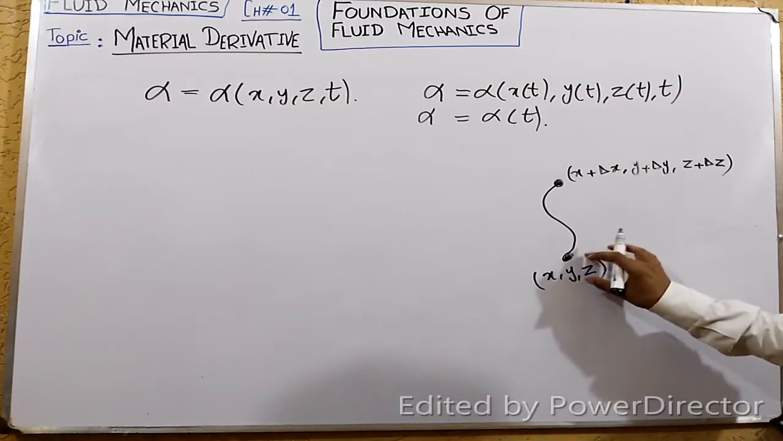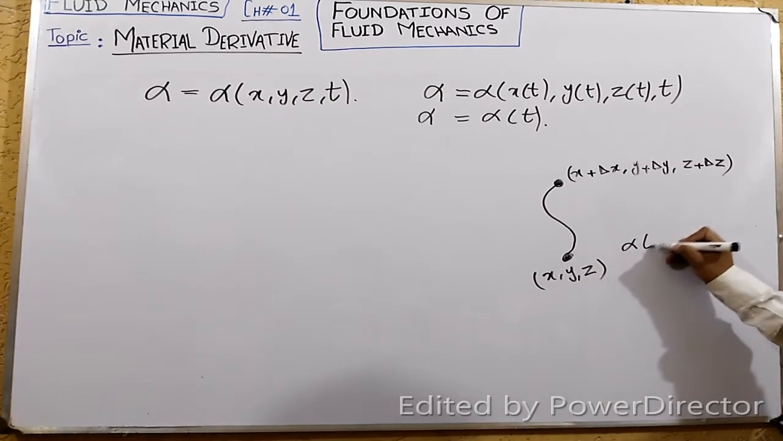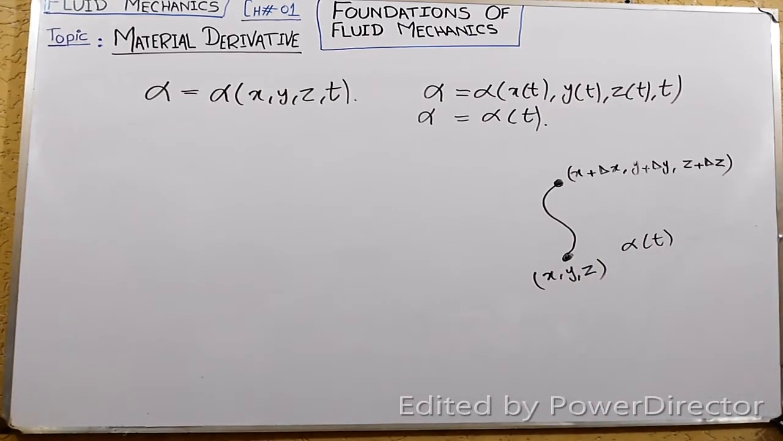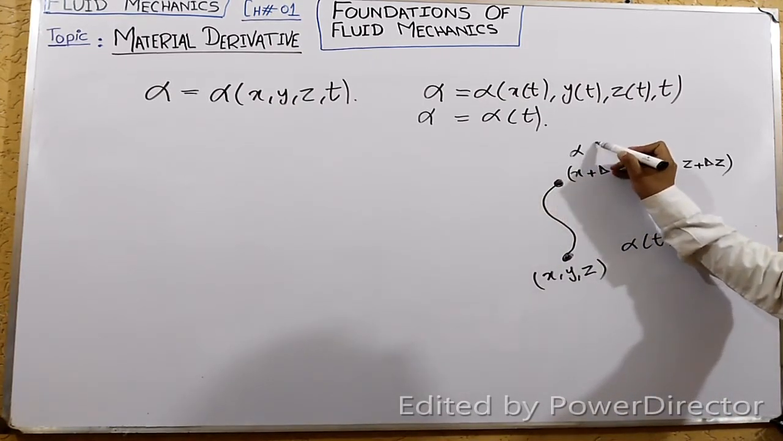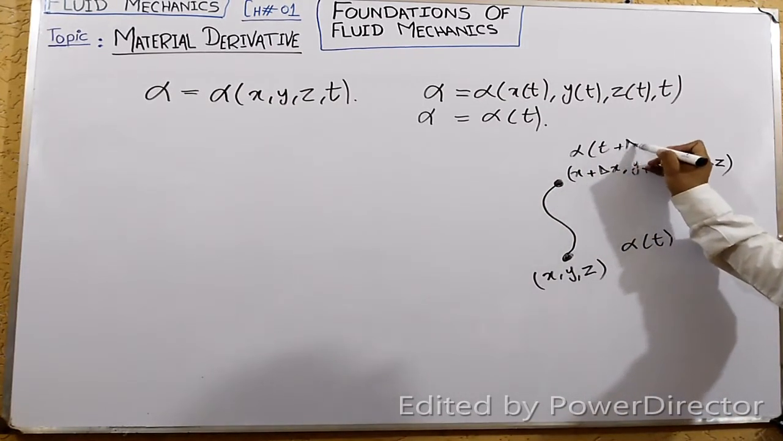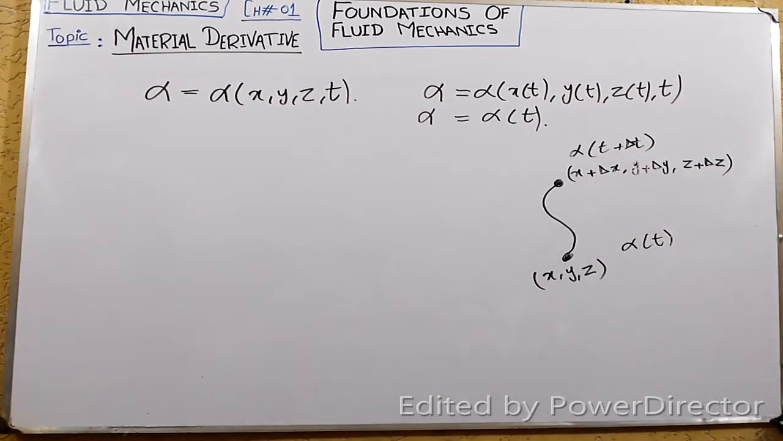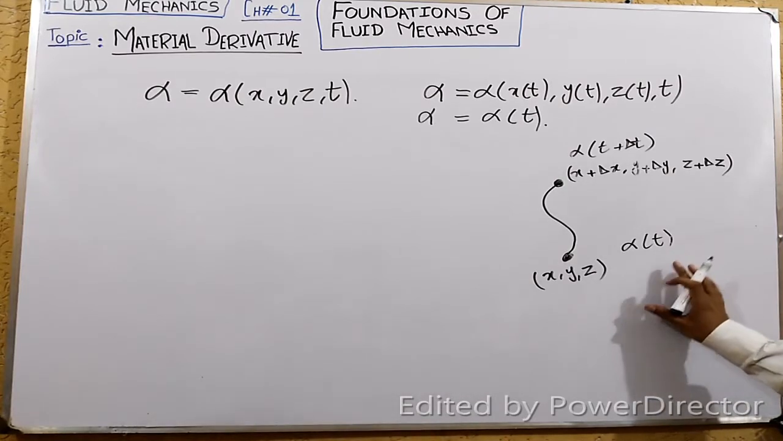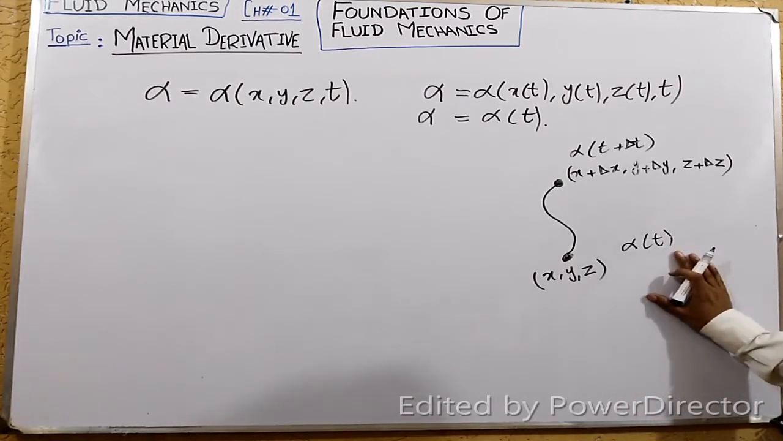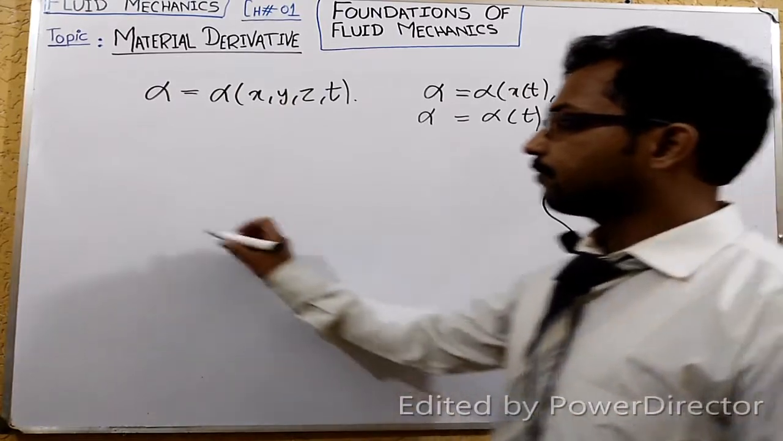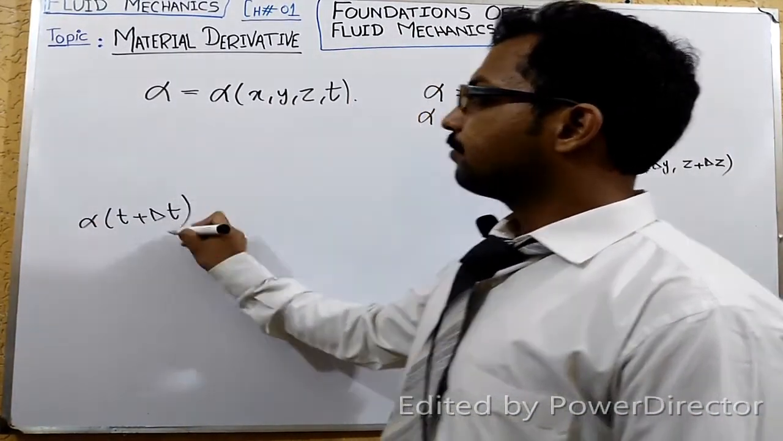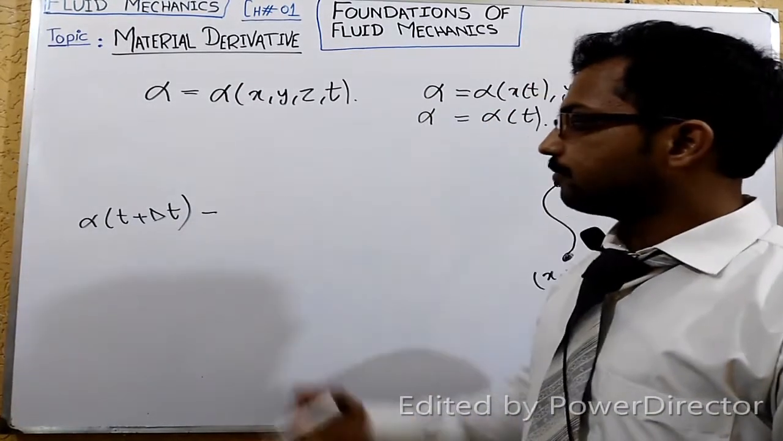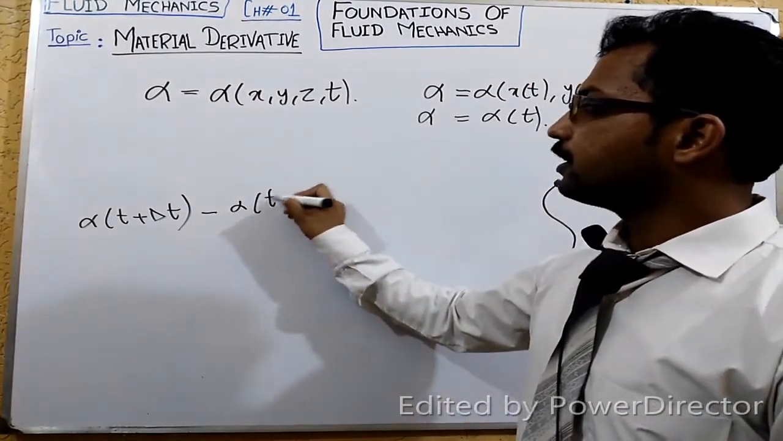The value of alpha at this point is alpha of t, and the value of alpha at this point is alpha of t plus delta t. Okay, so the change in the value of alpha as seen in the Lagrangian coordinate system is alpha of t plus delta t minus alpha of t.